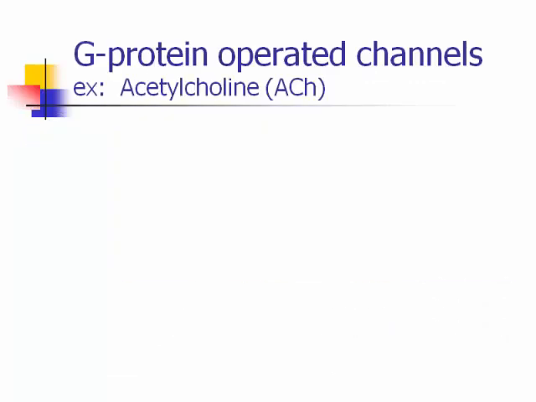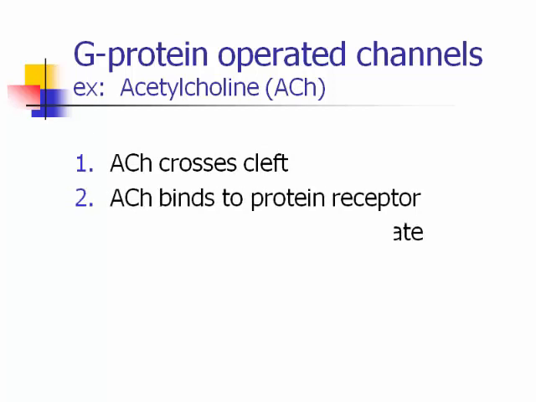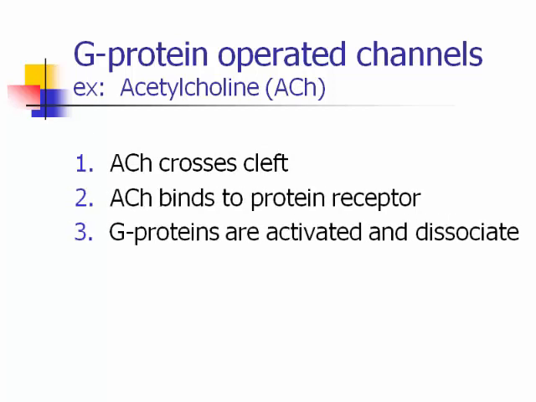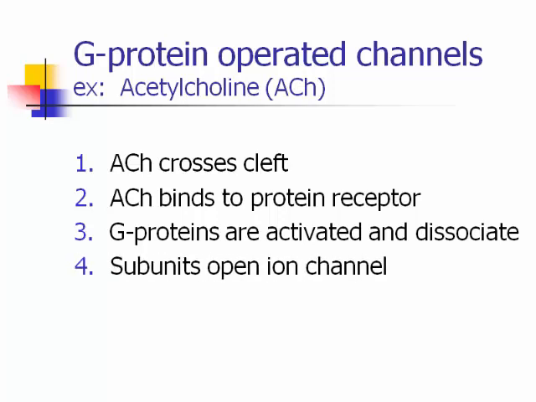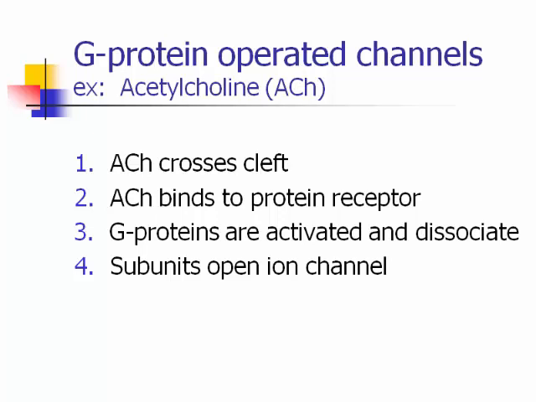Okay, so here are the steps of the G protein operated channel. Acetylcholine crosses the cleft. Acetylcholine binds to the protein receptor. G proteins are activated and dissociate, and the subunits open an ion channel. And I'm being vague, okay, because we could say potassium and potassium goes out, but we're just going to be vague. Depends on what organ or what target cell we're talking about.